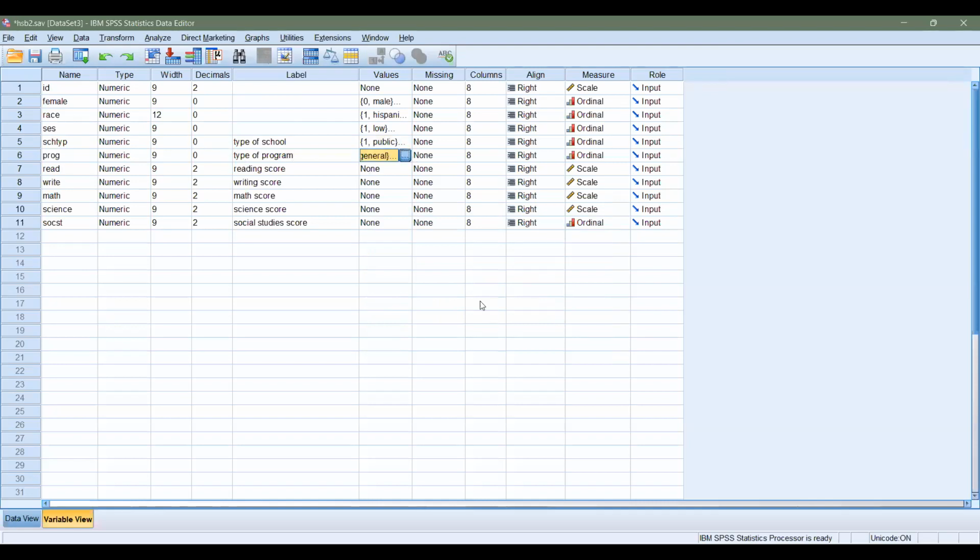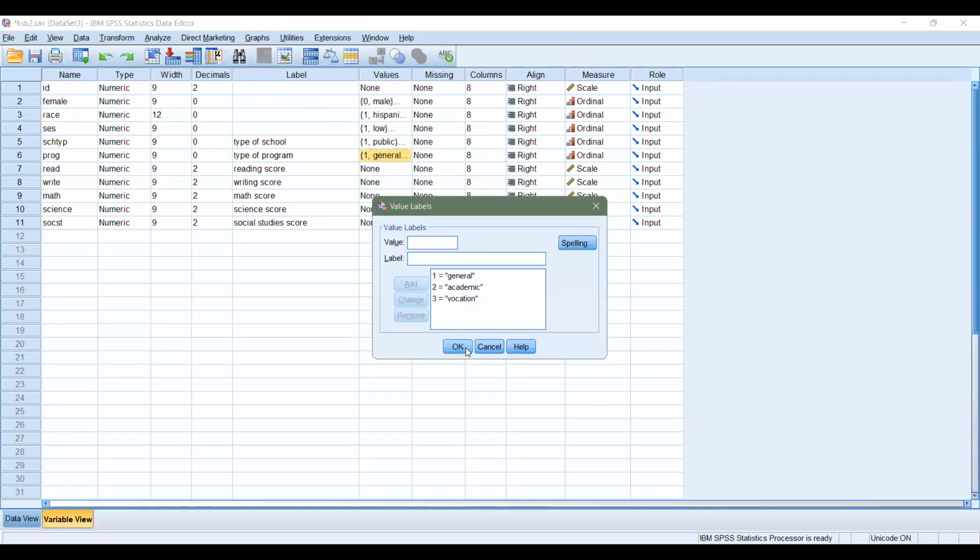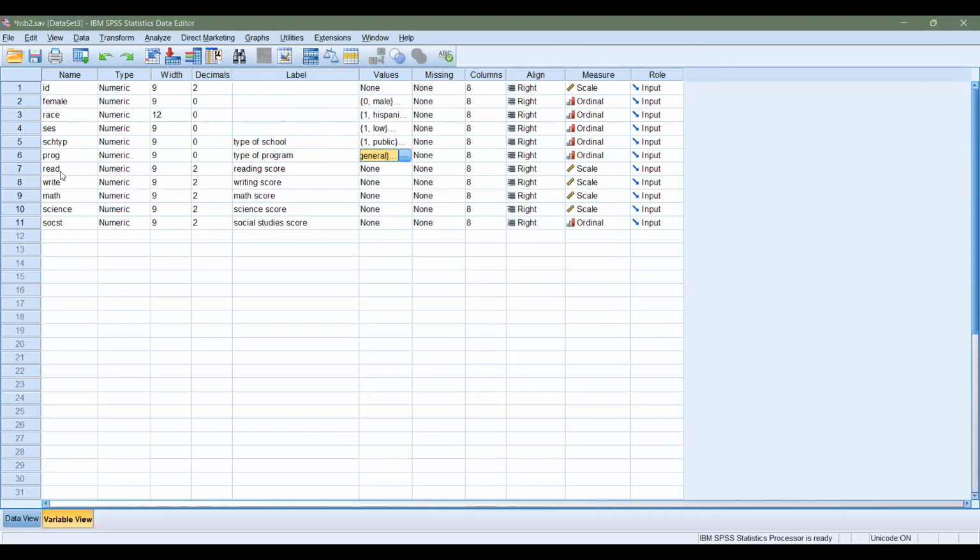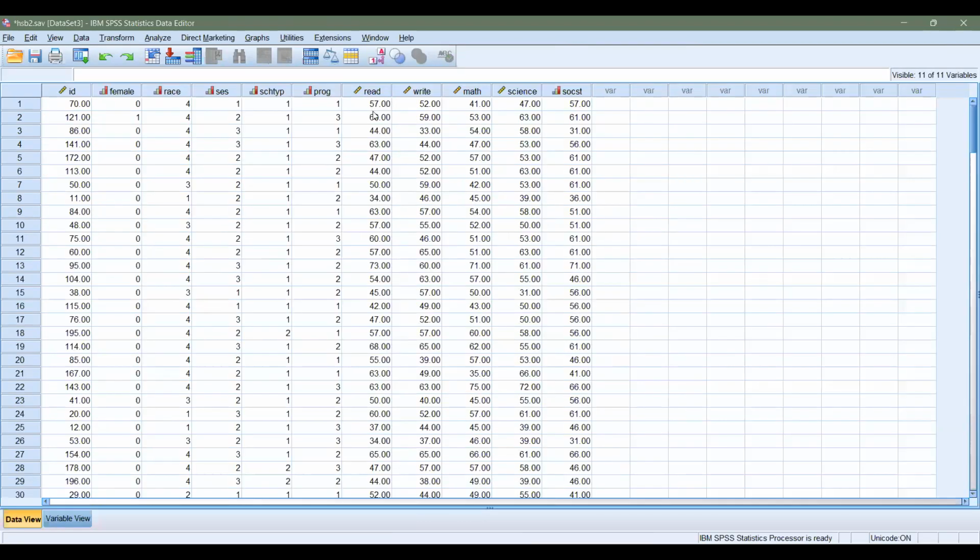That means general, academic, or vocational training. And then we have marks of the student in reading, writing, mathematics, science, and social studies course. Okay, so let me go to this data set. As you can see here, reading marks, writing marks in exam, mathematics marks, science marks, and social science marks.